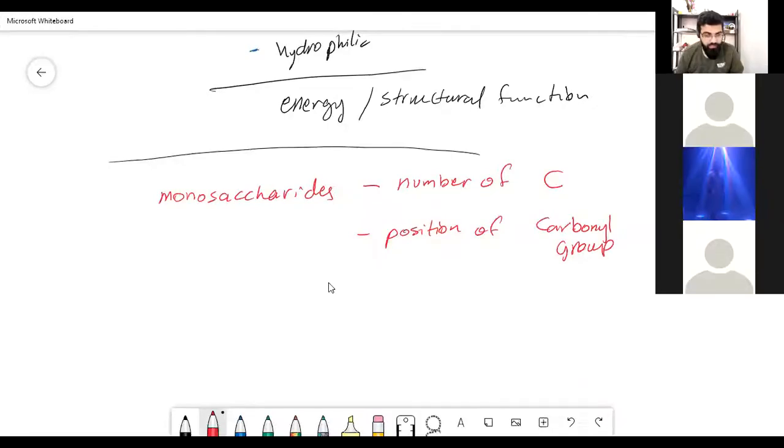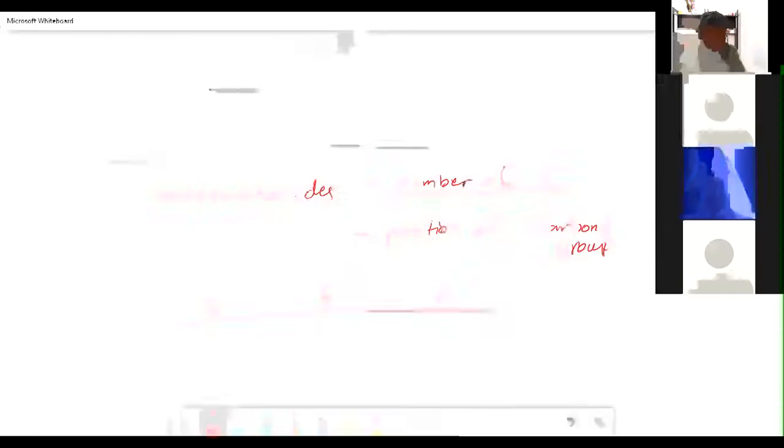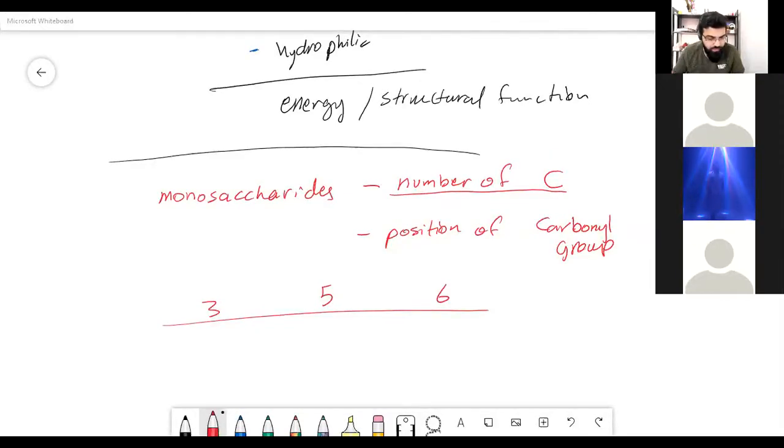And we said, based on the number of carbons, we have 3, 5, and 6 carbons. What do we call the 3? Remember? Triose, pentose, and hexose. Pentoses and hexoses, that's correct.